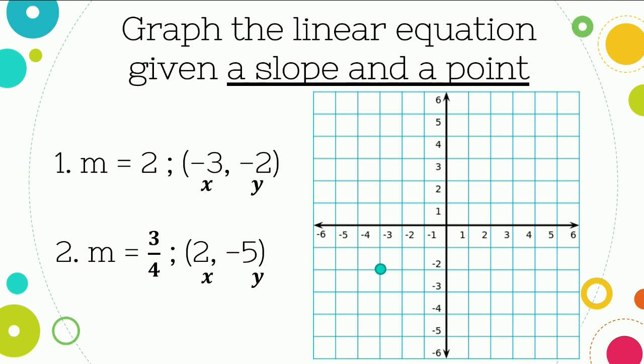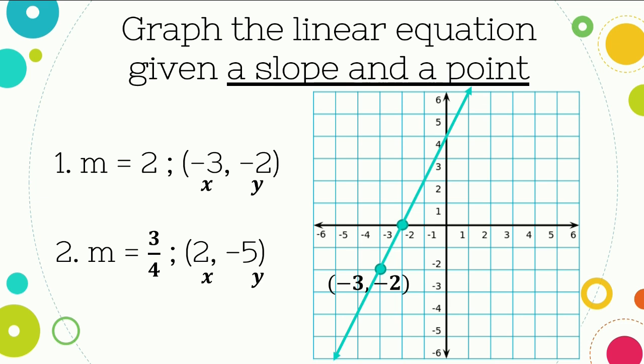And then, magka-count tayo ng 2 times up or rise. Dalawang beses magra-rise. So, 1, 2, and then magra-run tayo ng 1. Kasi sabi nga natin, kapag ang slope ay whole number, meron siyang denominator na 1, hindi 0. So, nandito yung second point natin. Connect 2 points. So, yan na yung graph na example number 1.